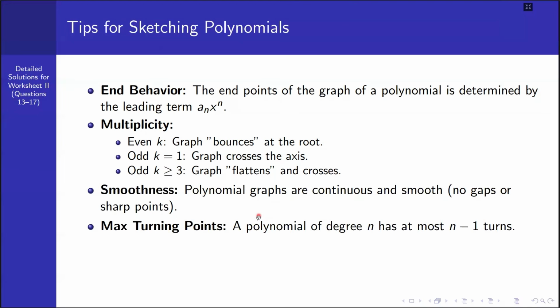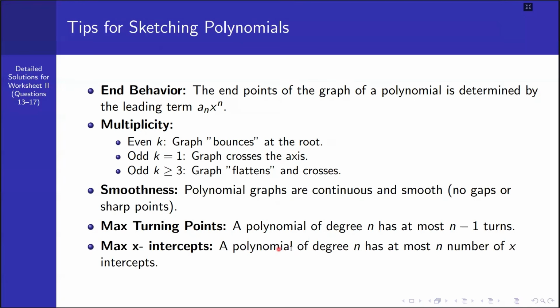And the maximum number of turning points: a polynomial of degree n has at most n minus 1 turning points. And the maximum number of x-intercepts, or roots, of the given polynomial function: a polynomial of degree n has at most n x-intercepts, that means the number of x-intercepts could be identical with the number of zeros of the given polynomial function. So the maximum number of x-intercepts could be this one.